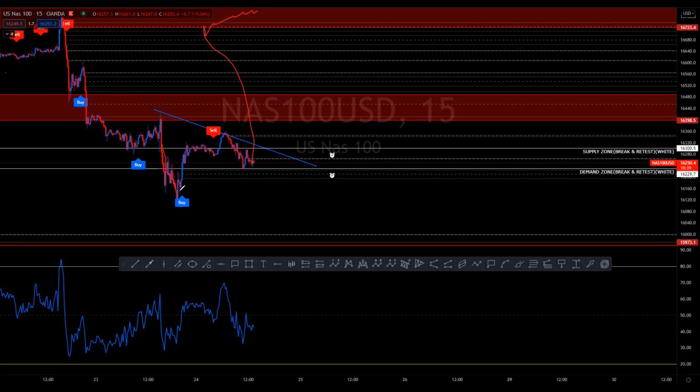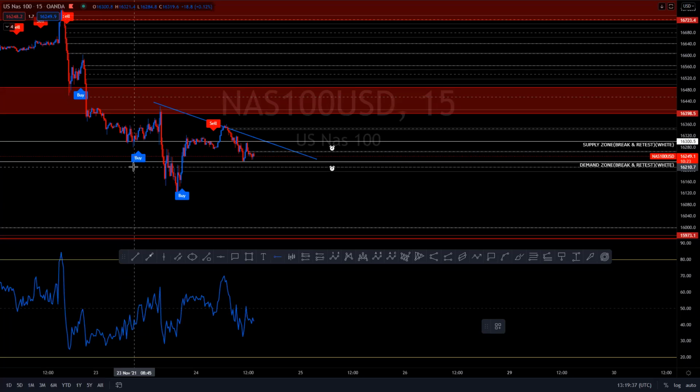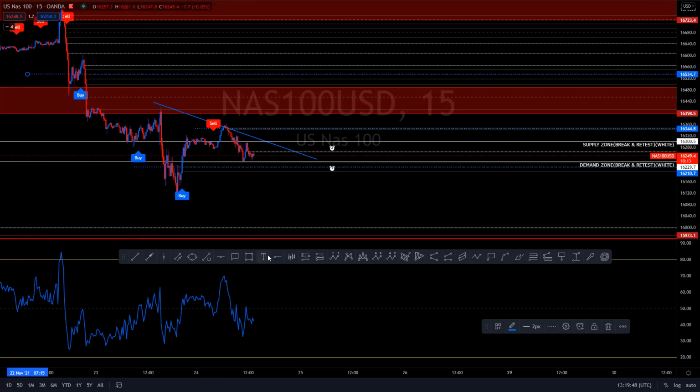But when they came back and mitigated this area, this also created an imbalance. So they're probably going to have to mitigate this area eventually as well. Okay. So what I like to do is I like to mark these imbalances with the horizontal rays and use these as take profit zones. So this could be a take profit zone if they decide to buy it up. And then this could be another one. And then all the way up here could be another take profit zone.